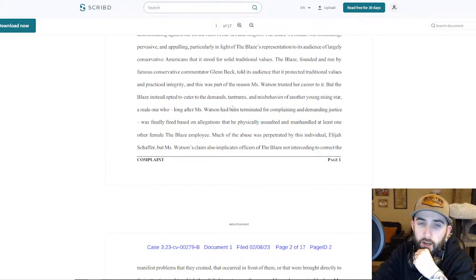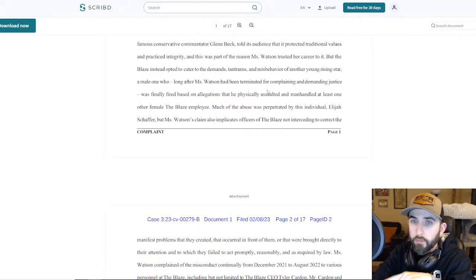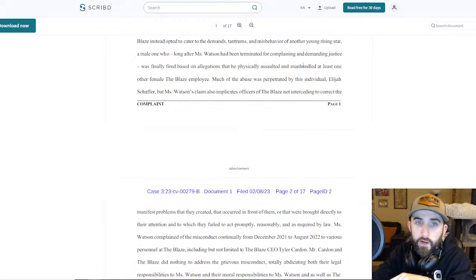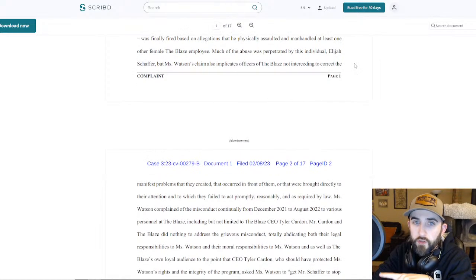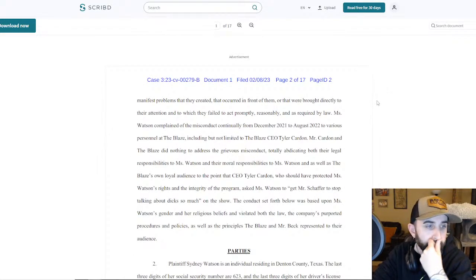But The Blaze instead opted to cater to the demands, tantrums, and misbehavior of another young rising star, a male one who, long after Miss Watson had been terminated for complaining and demanding justice, was finally fired based on allegations that he physically assaulted and manhandled at least one other female Blaze employee. Much of the abuse was perpetrated by this individual, Elijah Schaefer, but Mrs. Watson's claims also implicate officers of The Blaze not interceding to correct the manifest problems that they created.